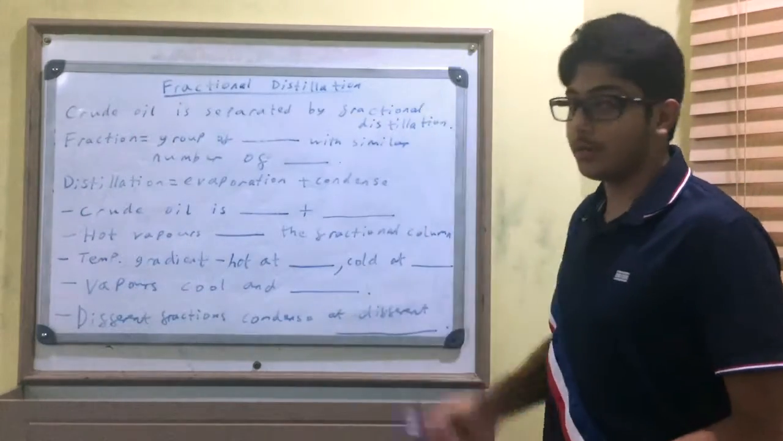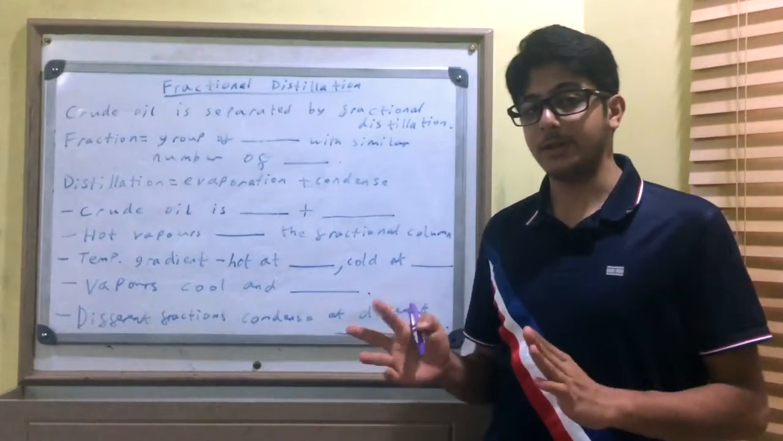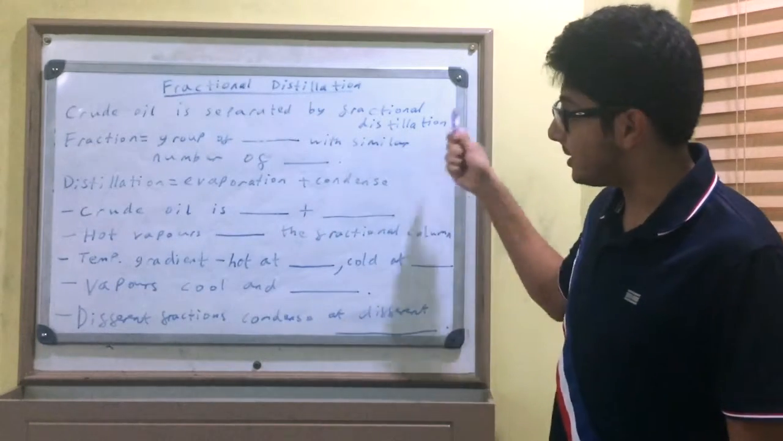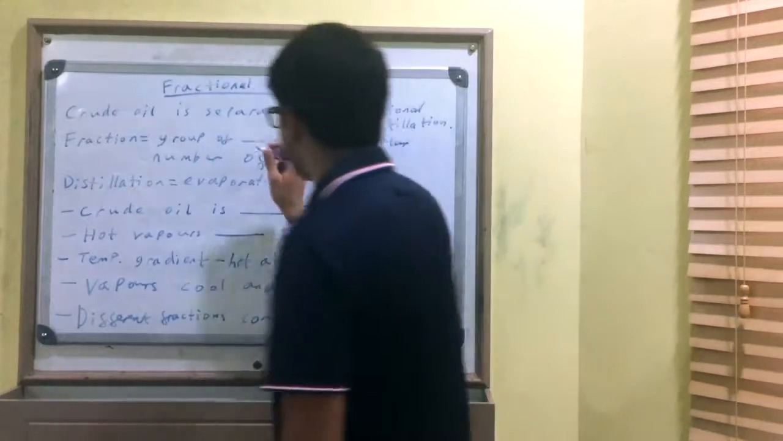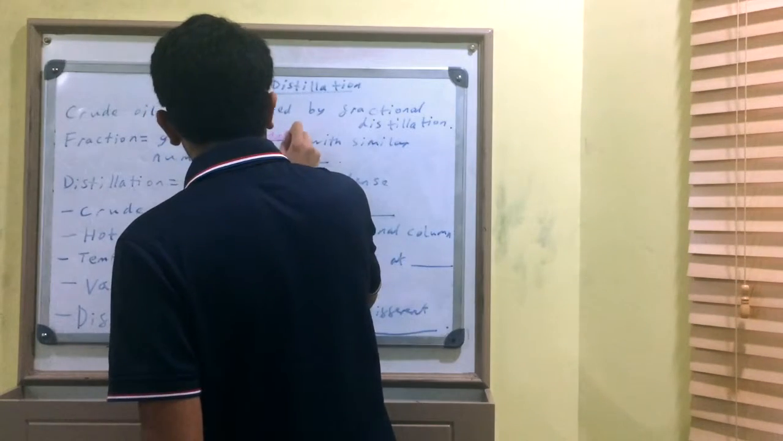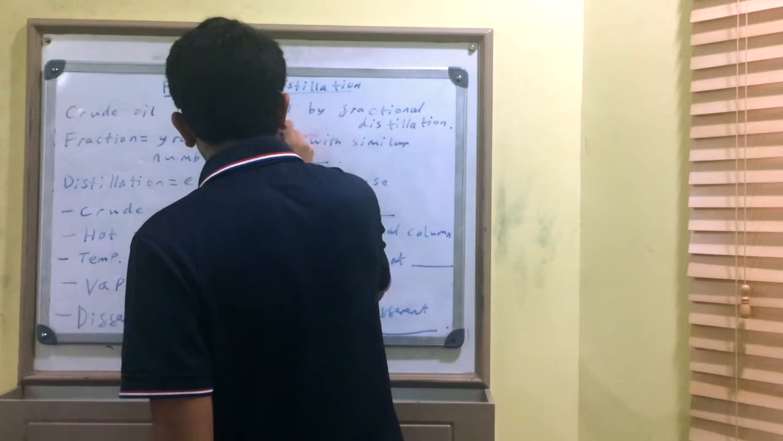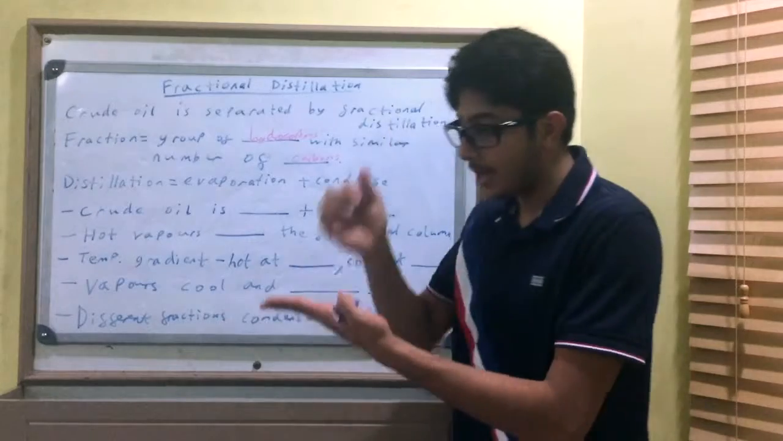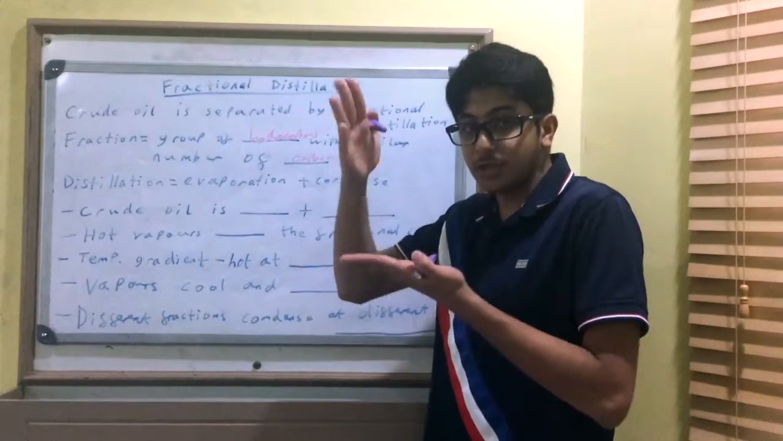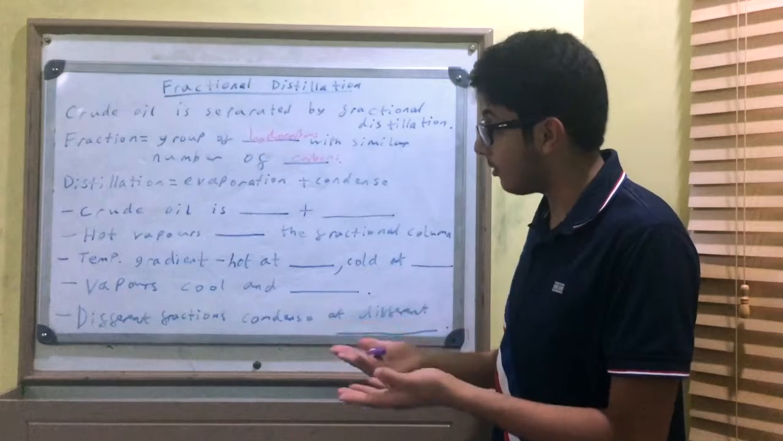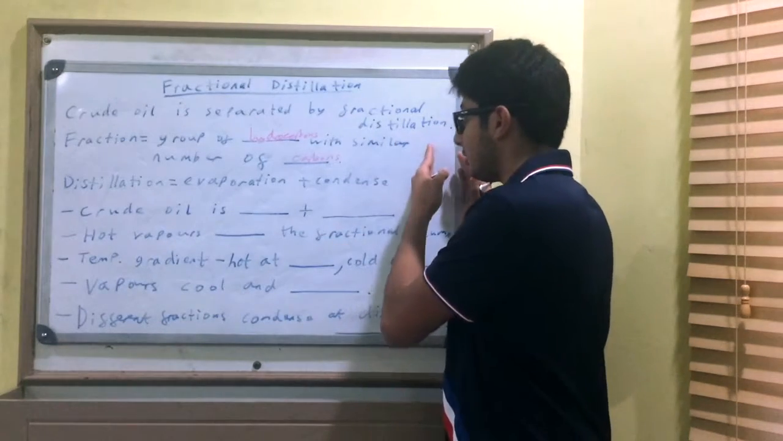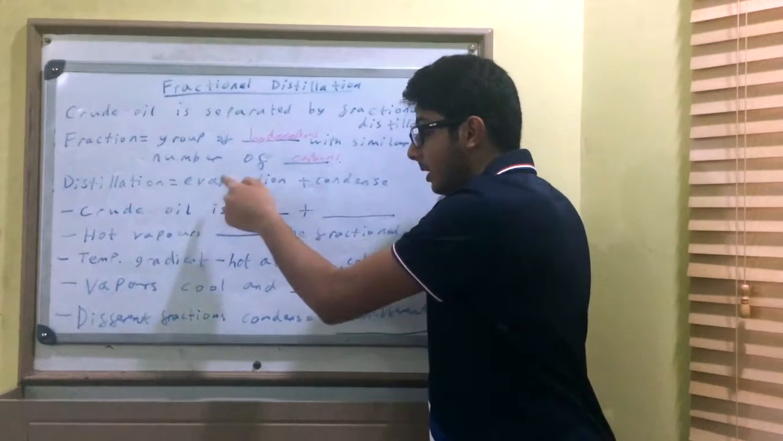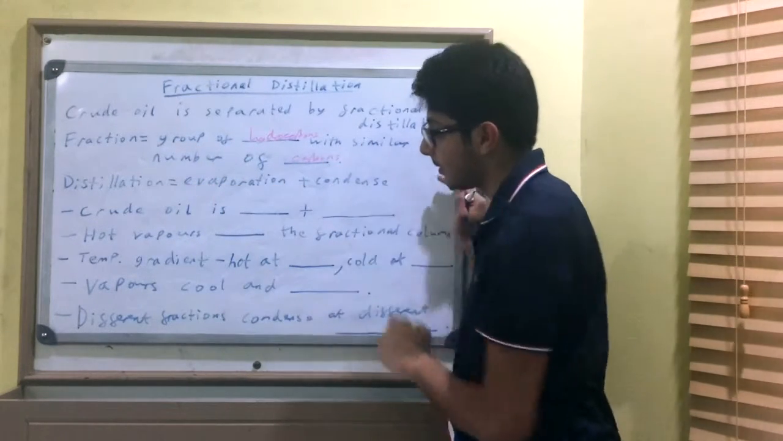Fractional distillation. Okay, so we said that crude oil is a mixture of hydrocarbons. So how do we separate out that mixture? By a process called fractional distillation. A fraction is just a group of hydrocarbons with a similar number of carbons. So crude oil is basically a mixture of different fractions of hydrocarbons. We want to separate out those fractions by fractional distillation. Fraction: group of hydrocarbons with similar number of carbons, and distillation: evaporation and condensation.